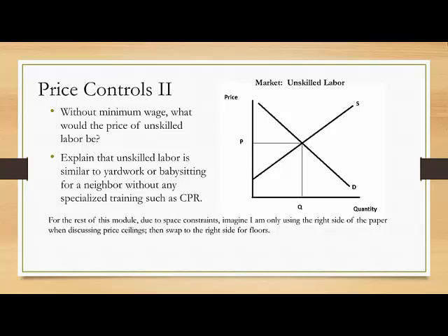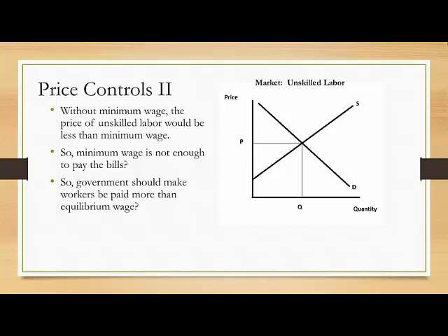Explain that unskilled labor is exactly that, workers who have not received specialized training. Yard work is an example students will understand, or babysitting without the specialized training of CPR, diabetes care, and/or general first aid certification. Students should say that the equilibrium wage will be less than minimum wage. Then I ask them, what is the problem with the equilibrium price? Point to the equilibrium price indicated by P on the graph. They should say it's too low.